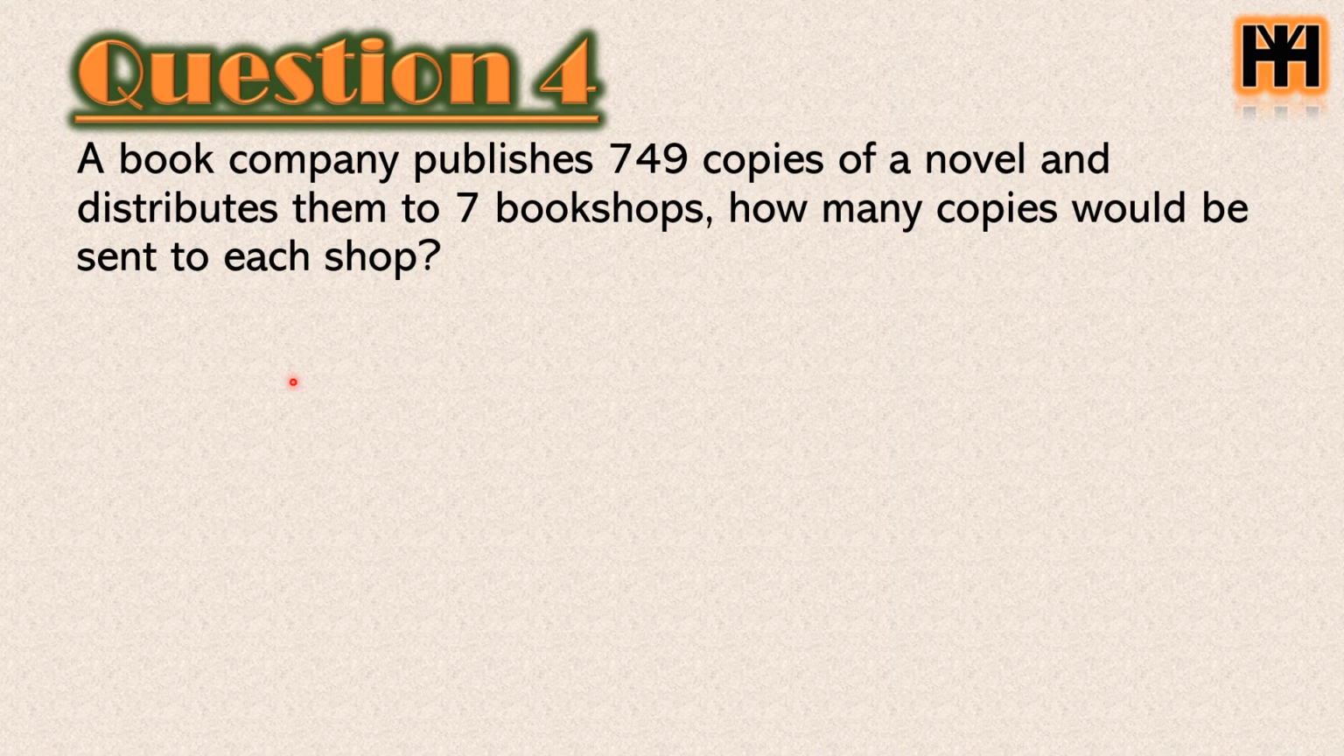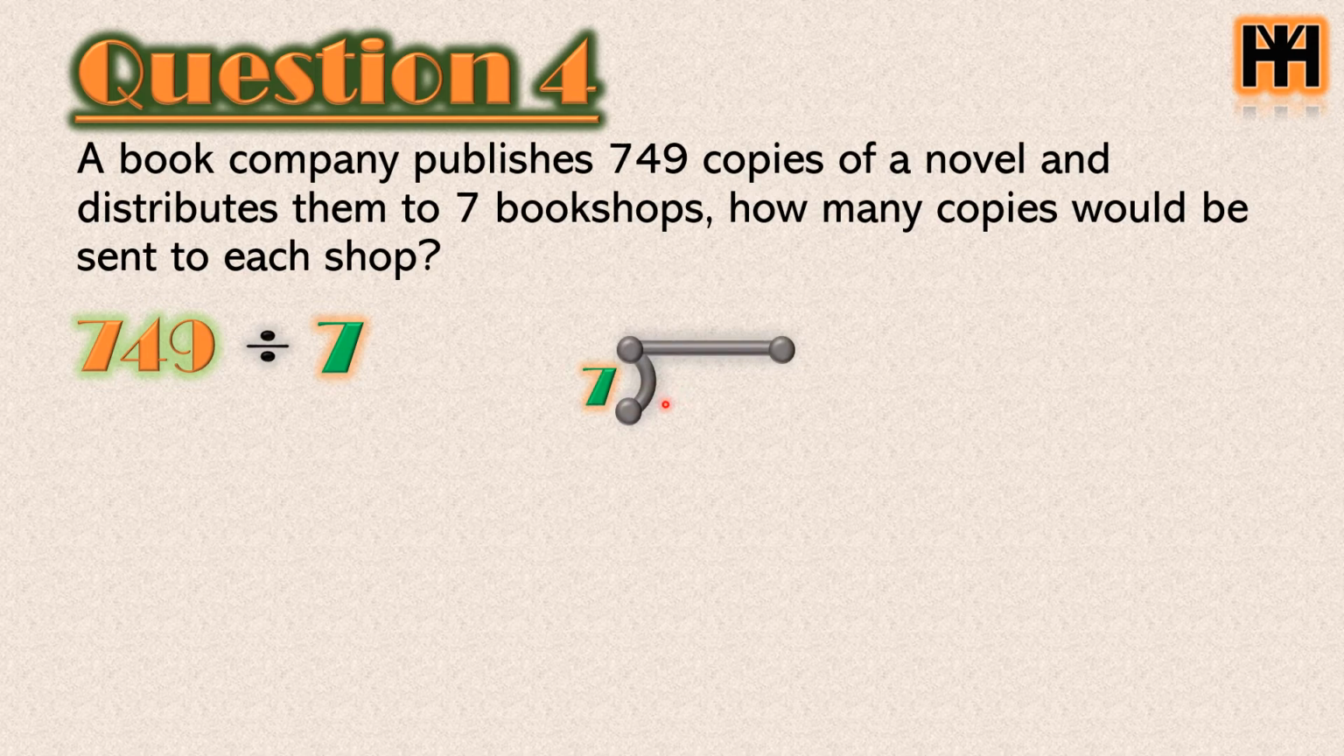Question 4. A book company publishes 749 copies of a novel and distributes them to 7 bookshops. How many copies would be sent to each shop? Okay, so it's 749 copies and they get distributed over 7 bookshops. So to know how many copies would be sent to each shop, we'll divide 749 by 7. So here, 7 and 749. We'll take the first digit.